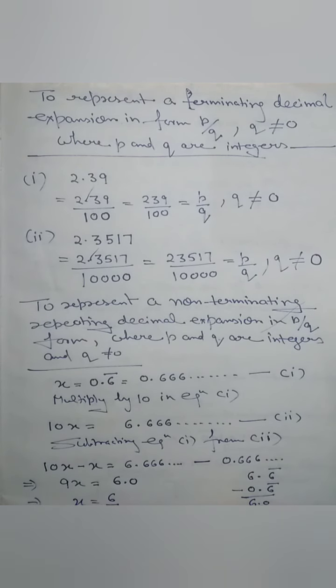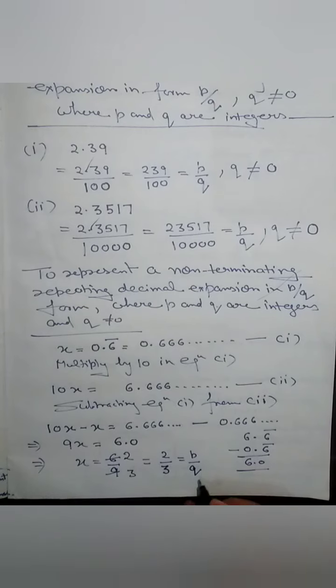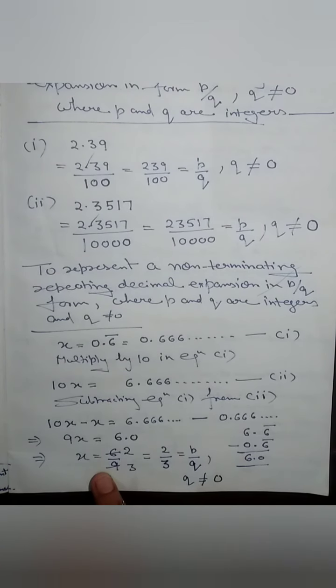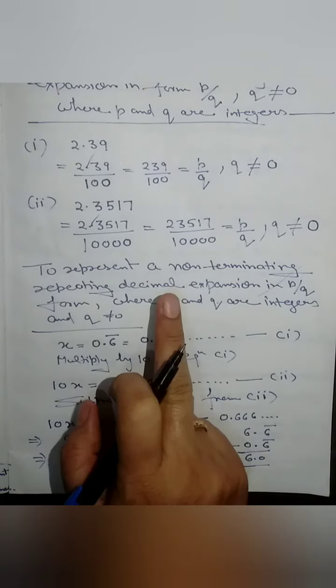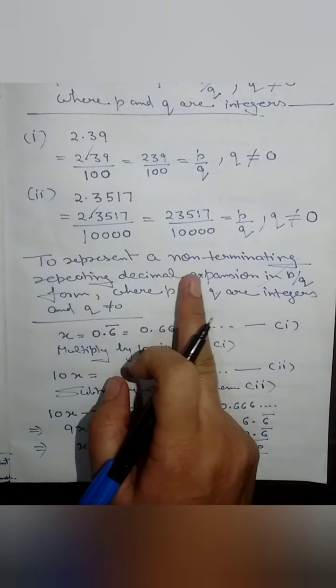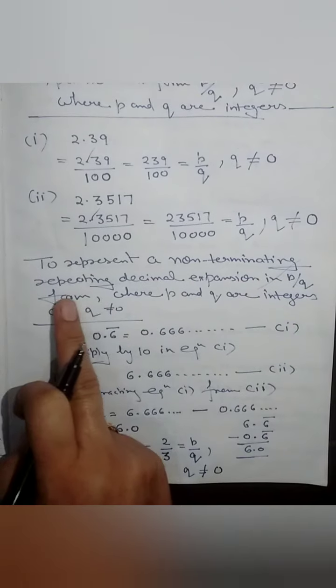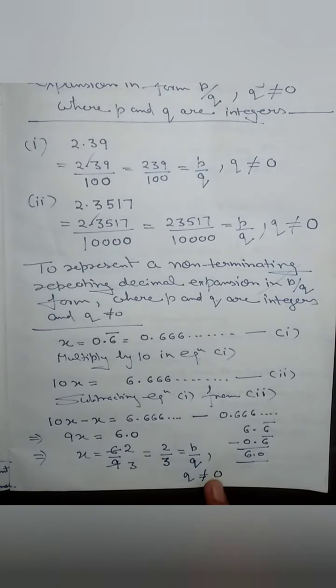We can see this is not in reduced form. 3 is the common factor here. So to write in reduced form, we'll divide the numerator and denominator by 3, and we get 2 by 3, which is in the form of P by Q, where Q is not equal to 0. In this way, we can write our decimal expansion, which is non-terminating repeating, in the form of P by Q.